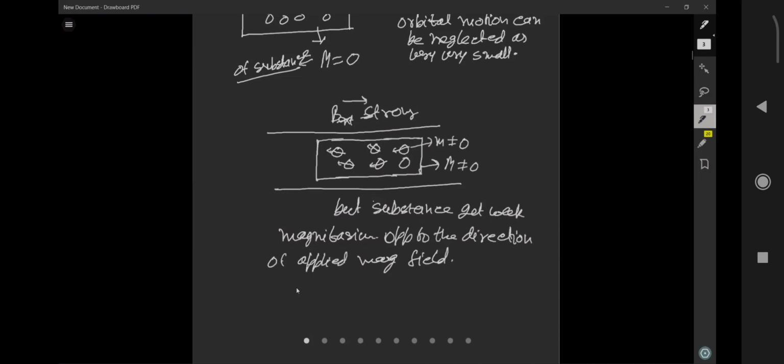How does the atom inside a strong magnetic field acquire a feeble magnetization, or how is its atomic magnetic dipole moment going to change? Previously it was zero, both were cancelling each other. Now how are they going to have some definite value? Hurry up.